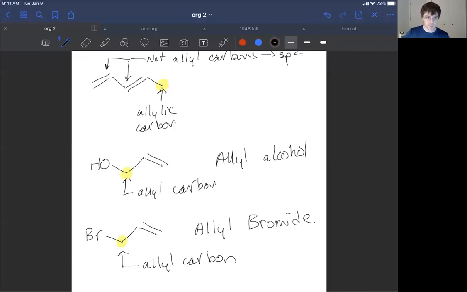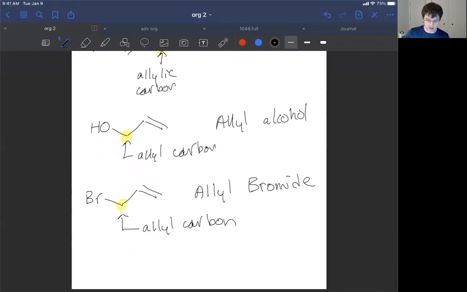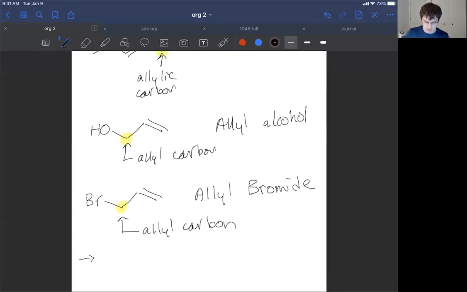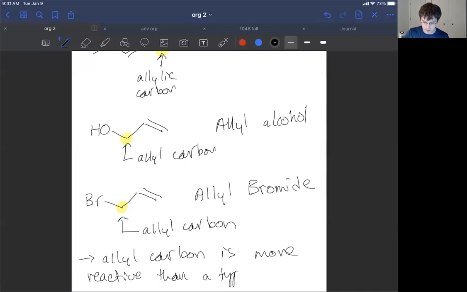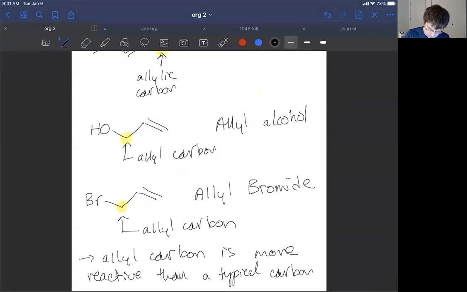Now, why do we care about this so much? It turns out that the allyl carbon is more reactive than a typical carbon. I need to make some new pages. Sorry, I had forgotten about that.